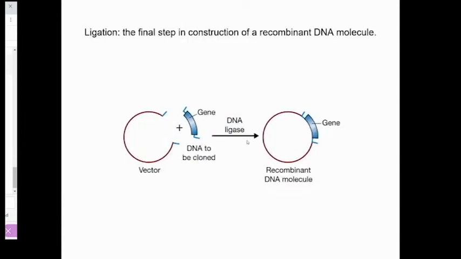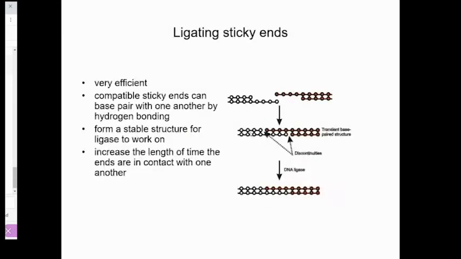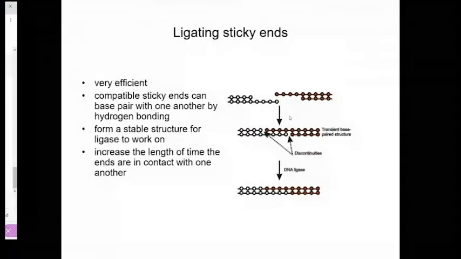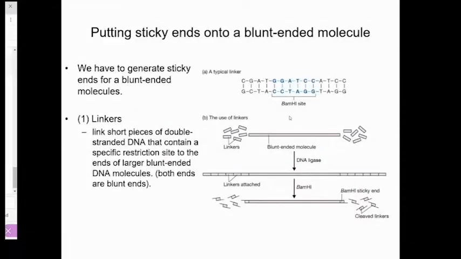And this is just to show you the ligation. We need a ligase to insert a piece of DNA molecule into the vector, right? And then during this process, if it's a blunt end, then the efficiency is low. Then we can fix this by adding a sticky end to the blunt-ended molecule, all right?